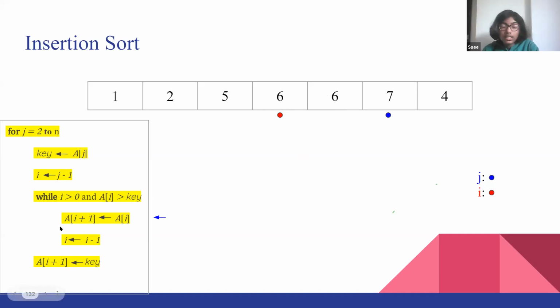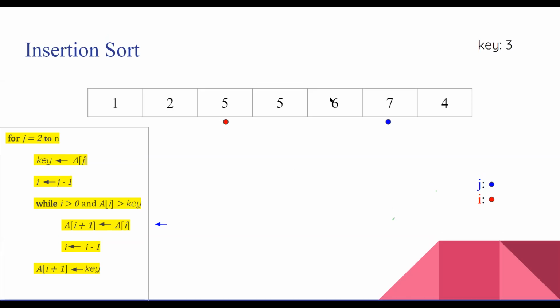And then this is just fancy stuff. i to i minus 1. Again, is A[i], which is 5, greater than 3? Yes. So we are going to set the i plus 1th value to the ith value. The i plus 1th value is this value. We're going to set it to the ith value, which means that this will become 5. Does the notation and everything make sense? Yes.